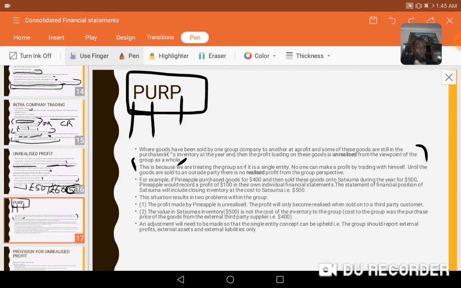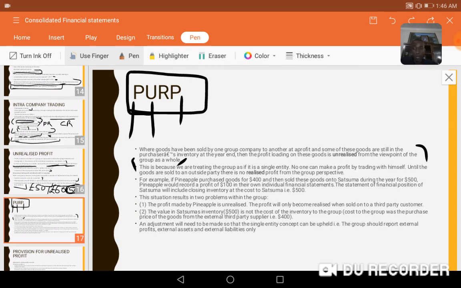Yes, from that perspective, the statement of financial position of Satsuma will include closing inventory at a cost of 500, or at a purchase price. The situation results in two problems within the group. One, the profit made by Pineapple is unrealized. The profit will only become realized when the goods are sold to a third-party customer, to someone or to another company which is not part of the group. Two, the value in Satsuma inventory of 500 is not the cost of inventory to the group.